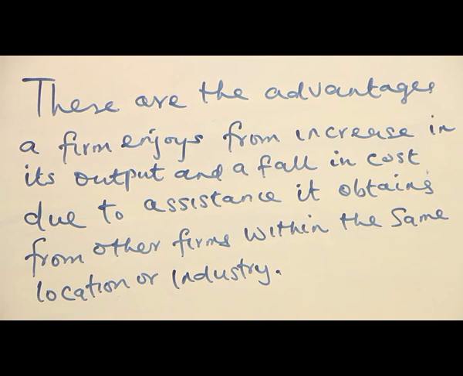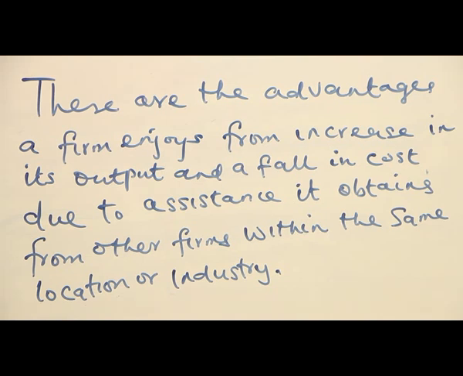So if a firm can enjoy benefits from other firms, then the firm is enjoying what we call external economies of scale. Because if these other firms are not there, the firm might not move forward. But with the assistance of other firms, the firm moves forward, has an increase in its size and likewise an increase in output, which brings about a fall in the cost per unit. So if we can have that, we call it external economies of scale.